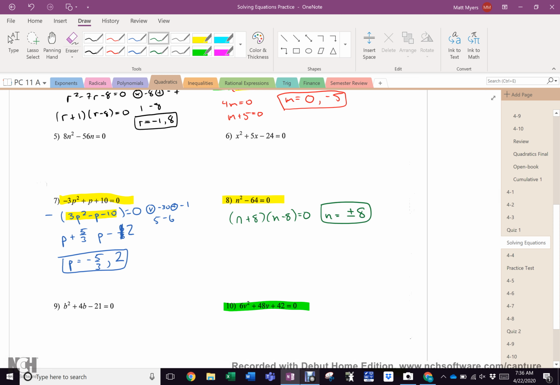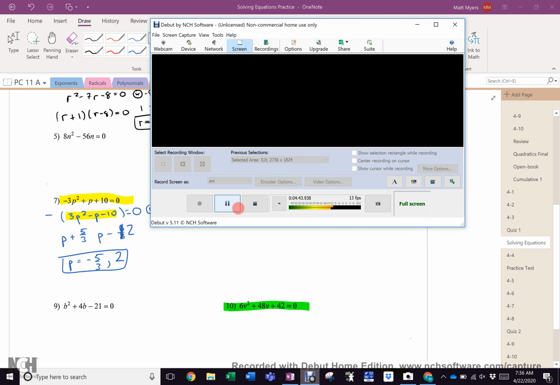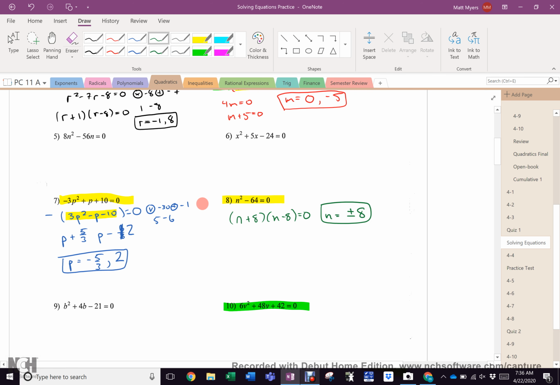I'm going to pause for a second to let you have a look at that. I realized that when I did that, that put that big square over half of this. So, I'll just be quiet for a second to let you have a look at it.